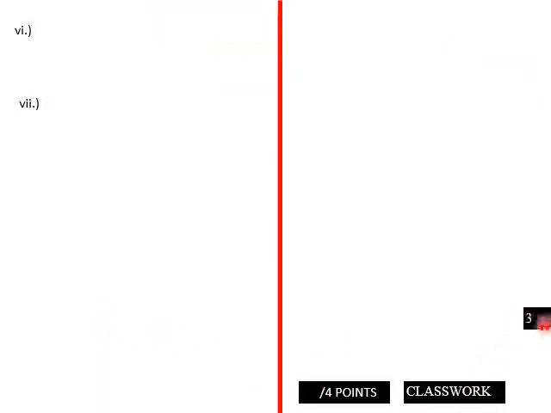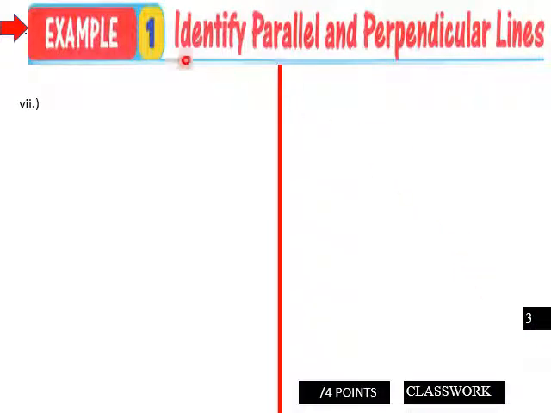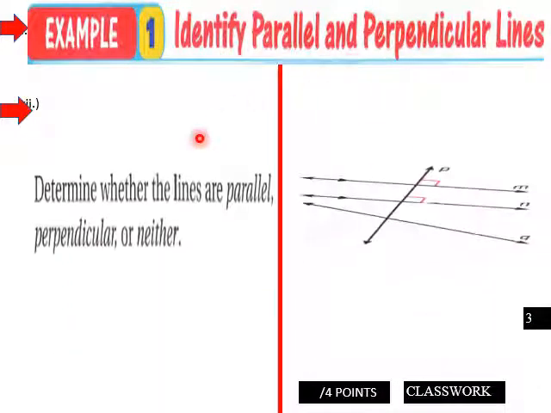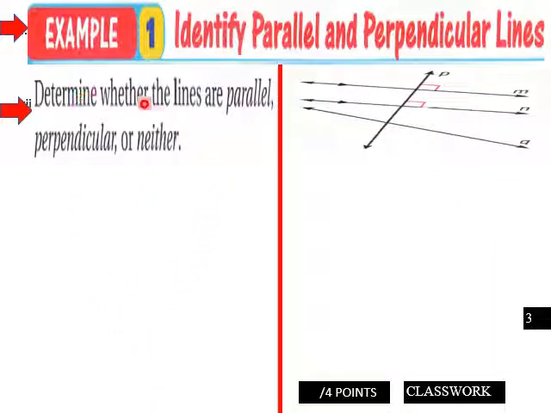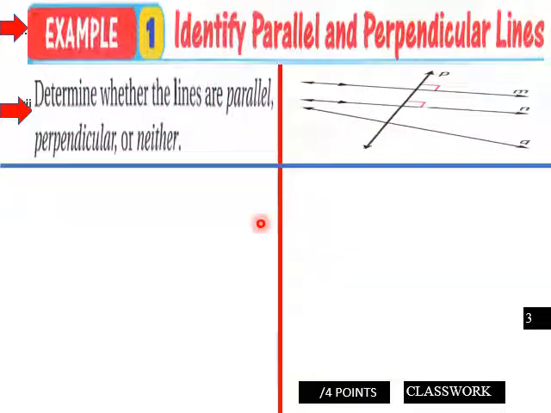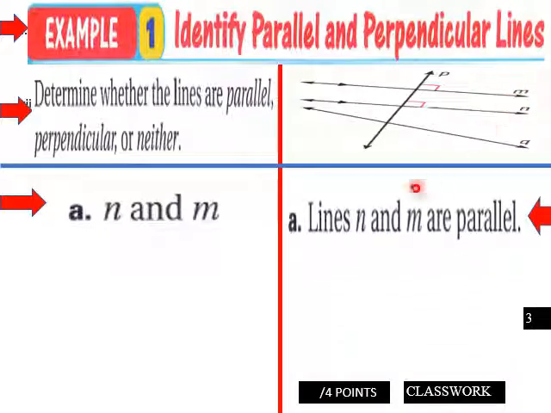And then classwork, page 3. Example 1, identify parallel and perpendicular lines. Determine whether the lines are parallel, perpendicular, or neither. So, A, lines N and M. What are they? Lines N and M are parallel because they're both perpendicular to the transversal, so that means that they are parallel.